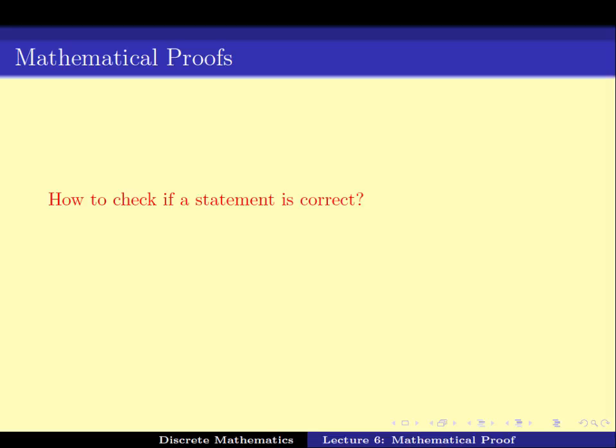Now there are two ways of going about proving this theorem or of proving a statement. For example, consider this following statement. For all n, the integer n square minus n plus 41 is a prime number. So this is a statement I claim. Now if I ask you to check if the statement is correct, how will you go about it? So there are two ways of checking if the statement is correct.